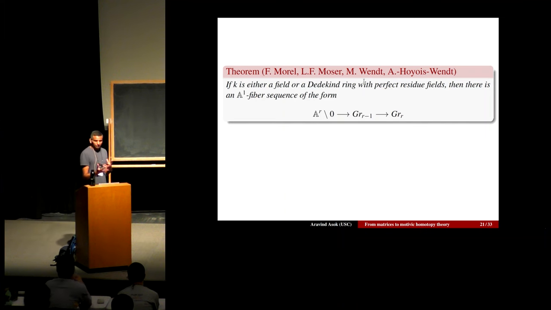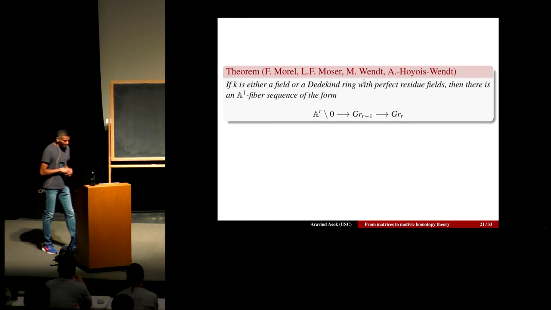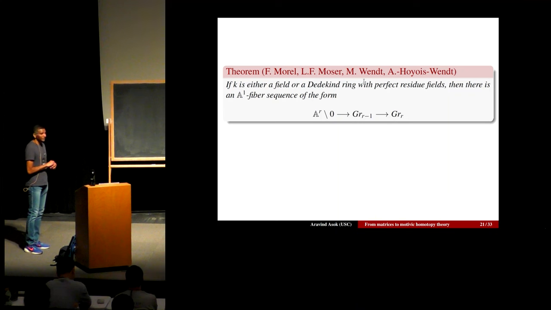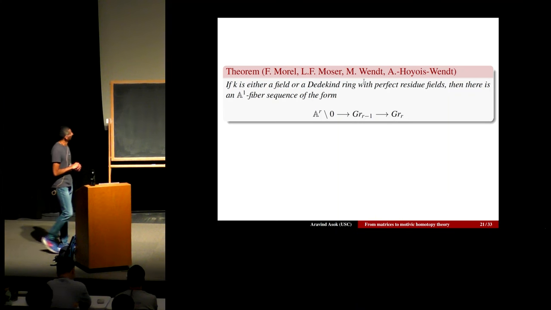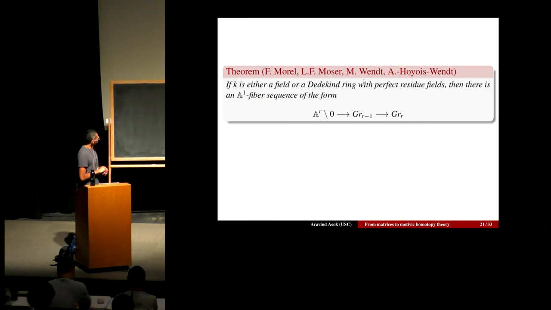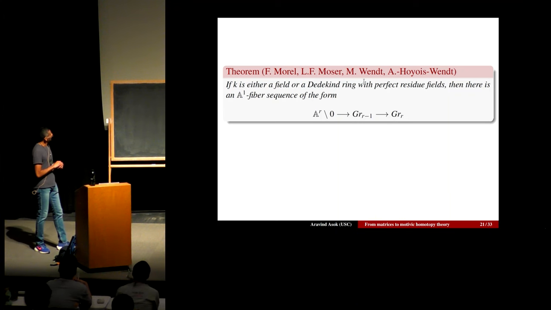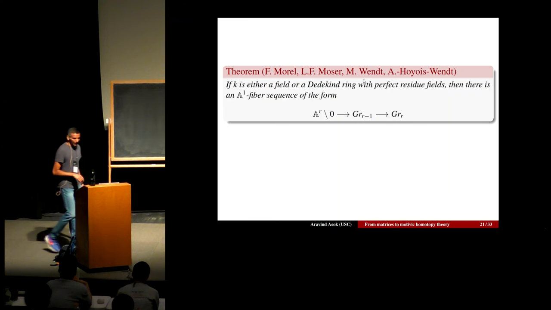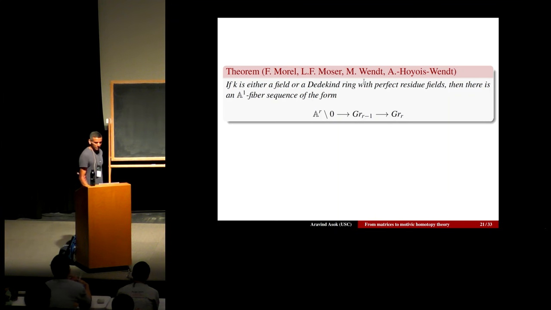Now, I'm going to talk about cells in analogy with what happens in topology, but this is really just some sort of intuition. But intuitively speaking, the fiber of this map is sort of glue cells together to the Grassmannian of R planes, and that's controlled by affine R space with the origin removed.